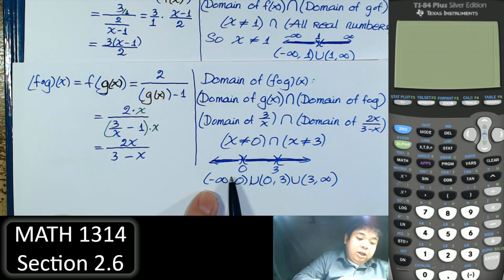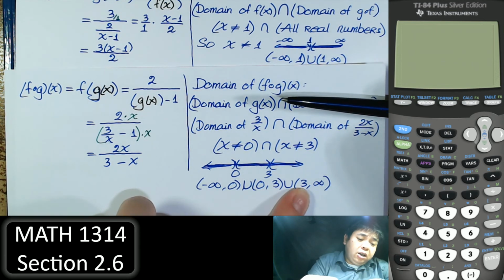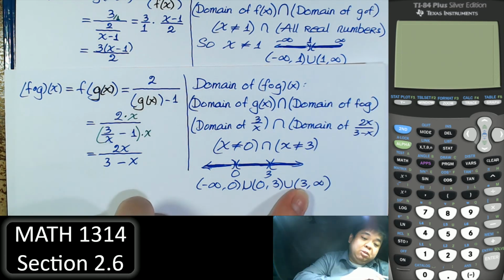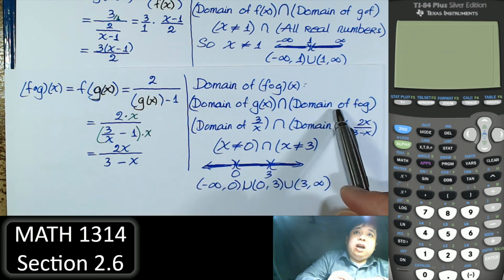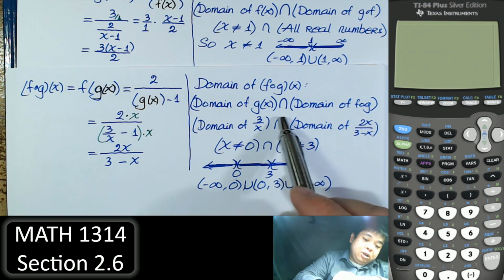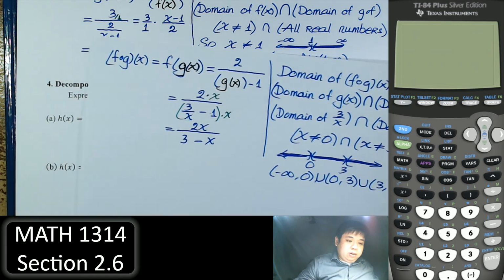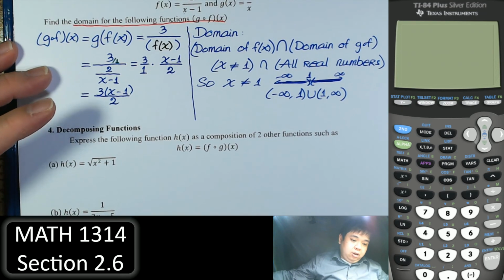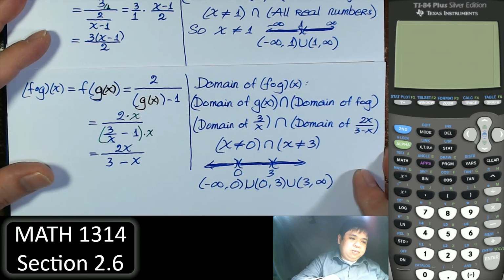Once again, the union is all, so all here, all there. But the domain has to be the intersection of the domain of the inner function and the domain of the whole thing. Both of them have to occur. So this is the intersection, just like that.